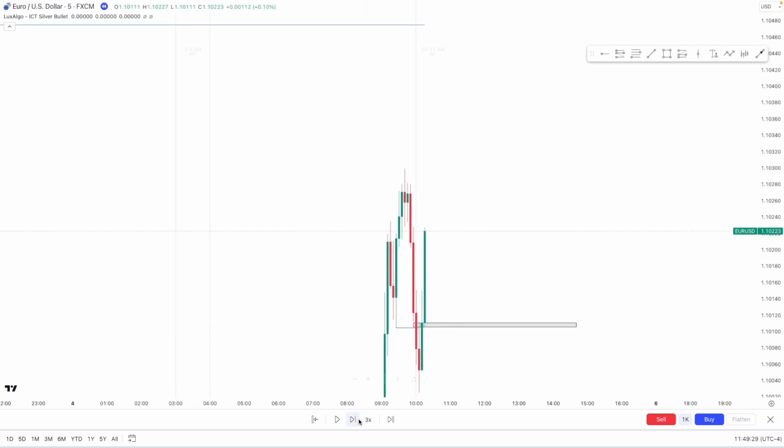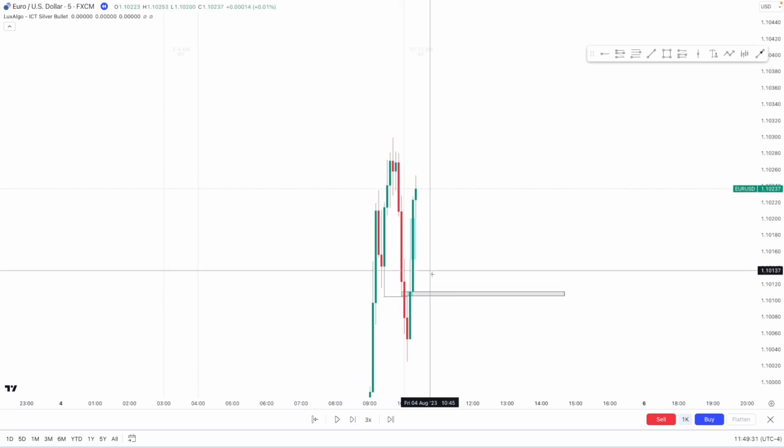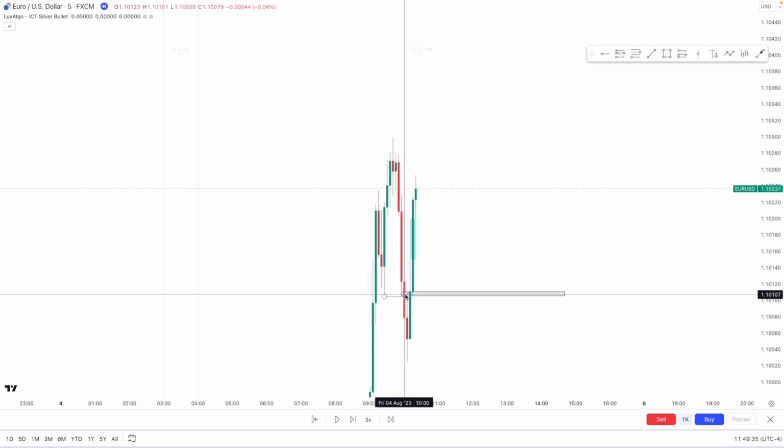So we got this FVG zone right over here, and then there you go. Okay, so a new FVG zone is marked out for you. And the problem with this FVG right here is that it's very, very, very tiny.